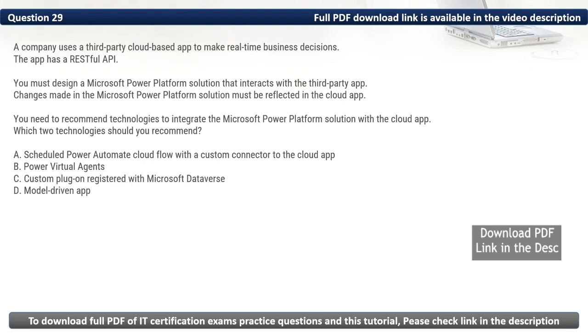Question 29. A company uses a third party cloud based app to make real time business decisions. The app has a RESTful API. You must design a Microsoft Power Platform solution that interacts with the third party app. Changes made in the Microsoft Power Platform solution must be reflected in the cloud app. You need to recommend technologies to integrate the Microsoft Power Platform solution with the cloud app. Which two technologies should you recommend?